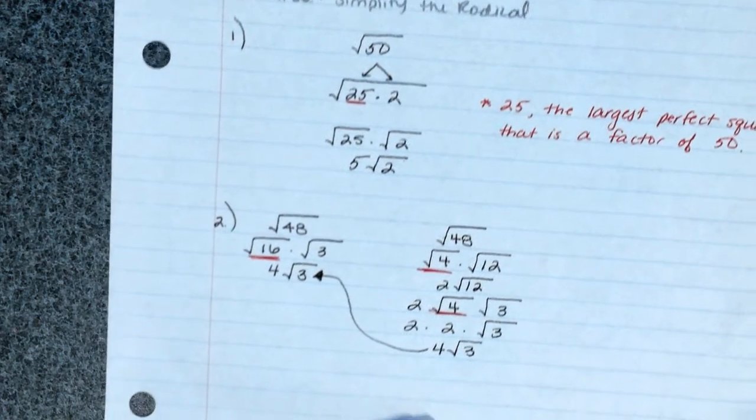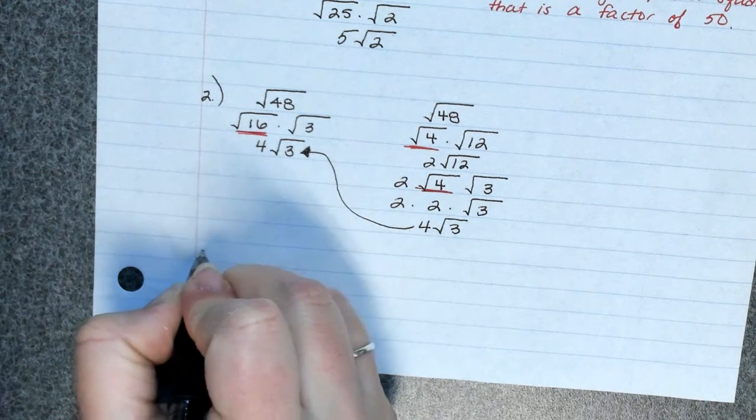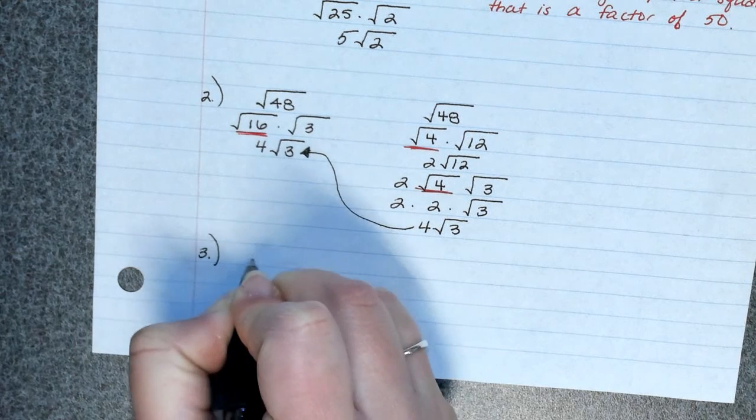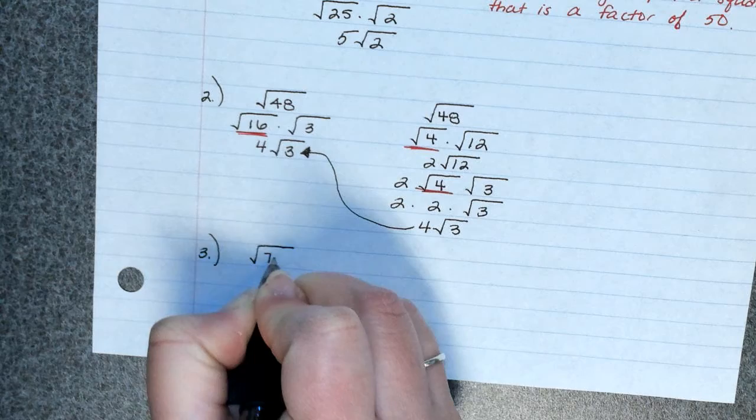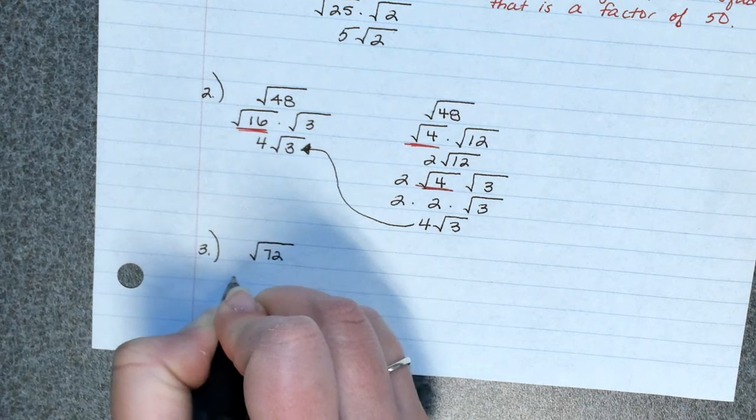So let's try one more. Let's try the square root of 72. Let's see what you can break it down into.